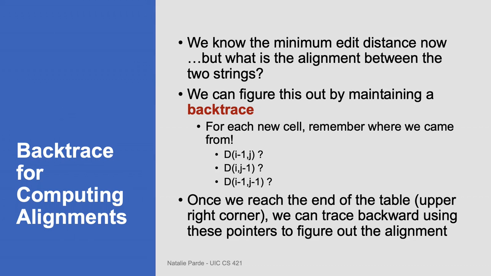So we computed the minimum edit distance, which is useful, but what would be even more useful would be to also know the alignment between the two strings. Fortunately, this is very easy to do. We just maintain a backtrace as we proceed through the algorithm. So every time we move into a new cell, we include a little note indicating how we got there: if it was an insertion, a deletion, or a substitution. Once we reach the end of the table then, we can just trace these little notes backward to figure out what our alignment is.